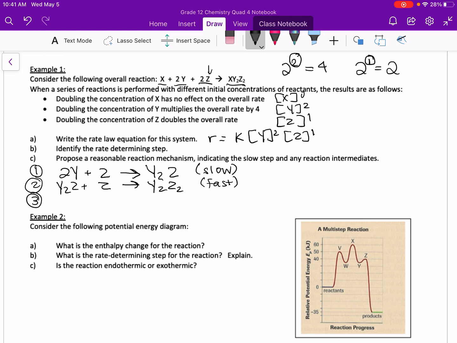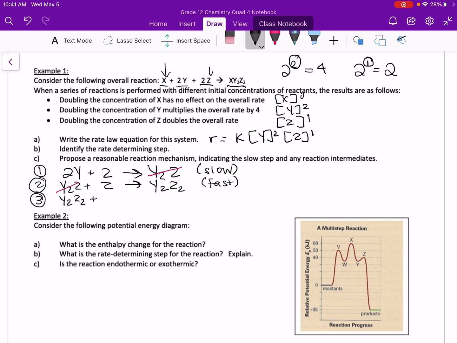In our next step, I can see that I have used up this intermediate on both sides. I now have another intermediate because this is not my final product. So I'm going to react it, y2z2, with what I have left over as a reactant. I haven't used my x yet. So I'm going to use my x, and I'm going to have xy2z2, and this will be my fast step.